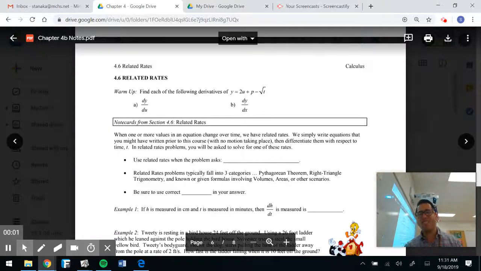Aloha class, section 4.6, related rates, the last section in chapter 4. So we're going to test it up here pretty soon. And guess what?